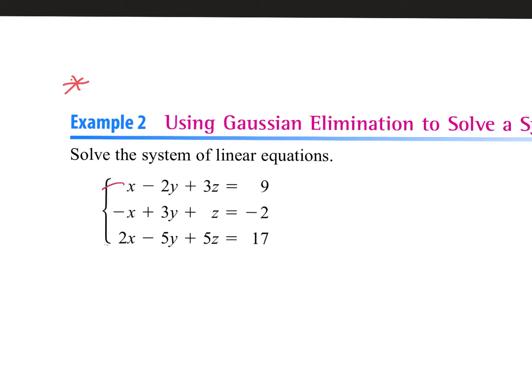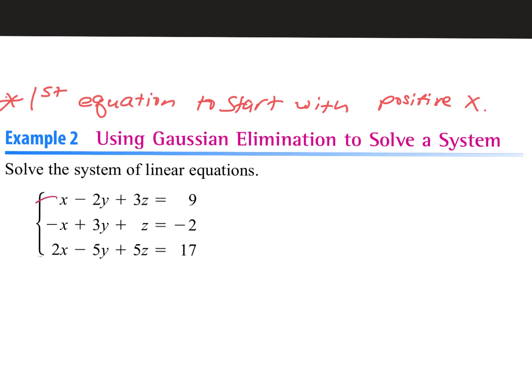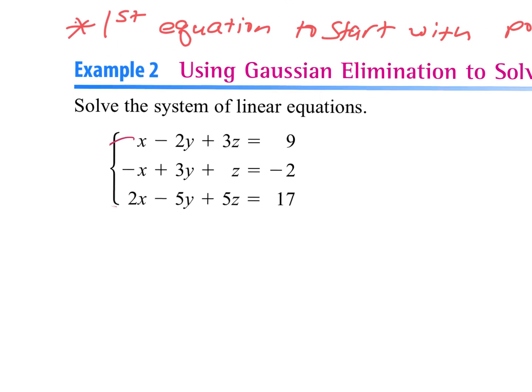Using Gaussian elimination, you always have to get your first equation to start with a positive x. If it doesn't, you can manipulate it. When I say manipulate, you can multiply or divide by a negative to get your x to be positive, or if it's not the first equation, you can move it up to the top. So the first rule is the first equation has to be a positive 1x.